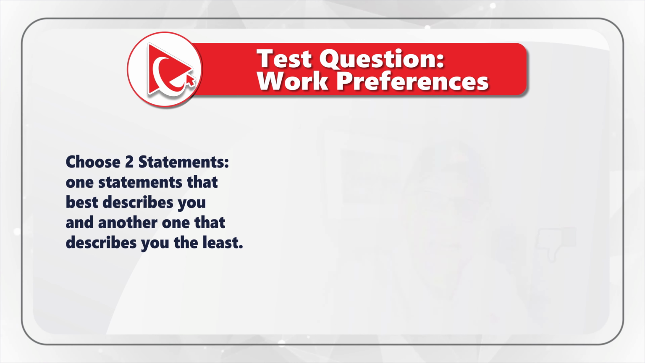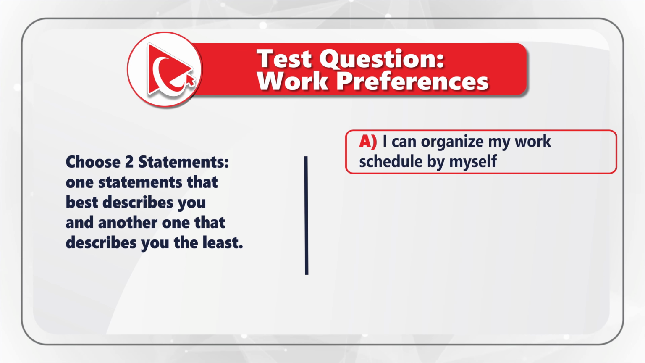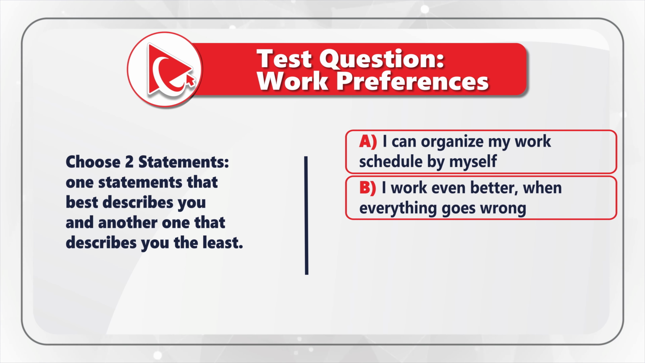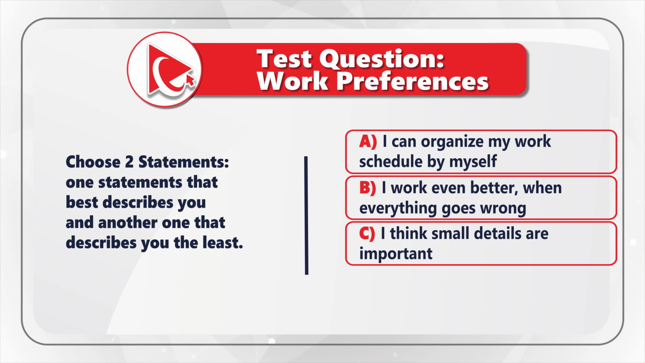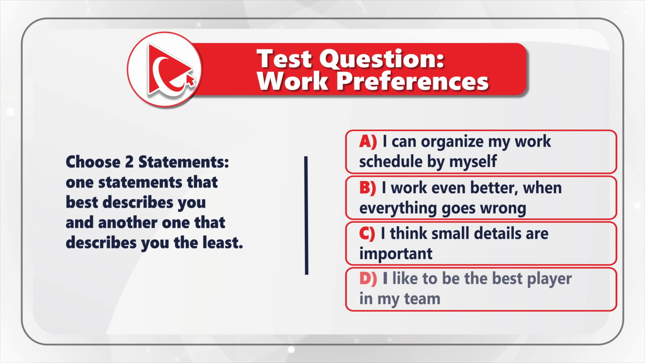The 4 possible answers to this question would be A, I can organize my work schedule by myself. Choice B, I work even better when everything goes wrong. Choice C, I think small details are important. And last but not least, choice D, I like to be best player on my team.